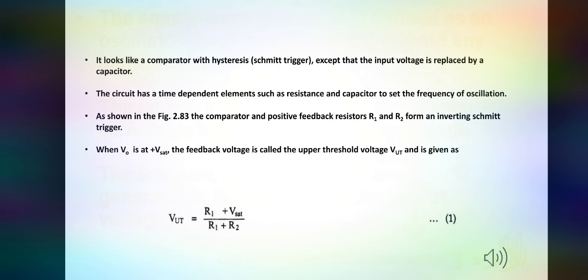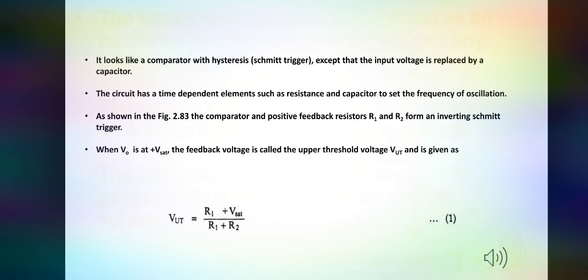It looks like a comparator with hysteresis, except that the input voltage is replaced by a capacitor. The circuit has time-dependent elements such as a resistor and capacitor to set the frequency of oscillation. In the figure given, the comparator and positive feedback resistors R1 and R2 form an inverting Schmitt trigger.